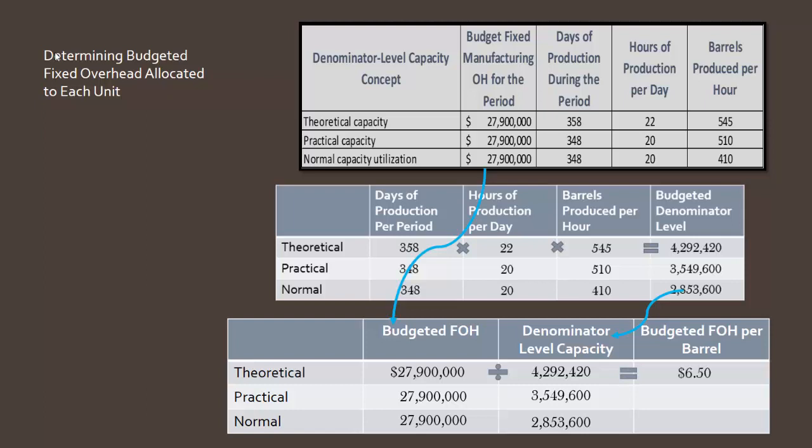So theoretical capacity, we'd be sending out $6.50 per barrel. Practical, we'd be allocating $7.86 per barrel, and normally we have $9.78 per barrel. So choosing your capacity chooses how much overhead you're going to allocate out to each barrel that you produce.